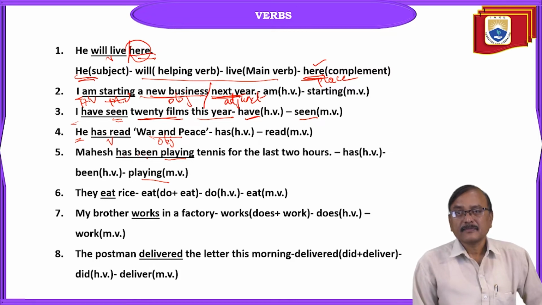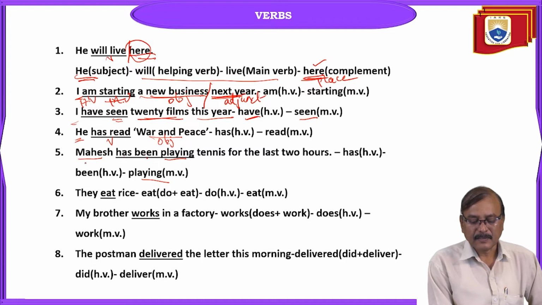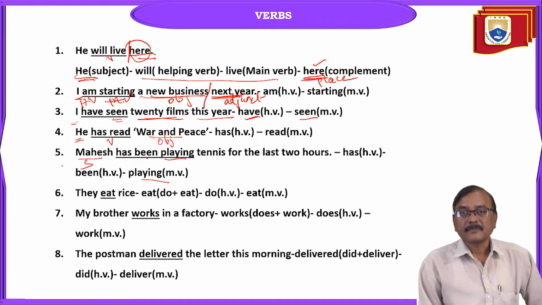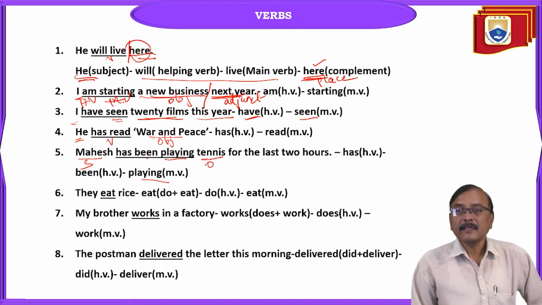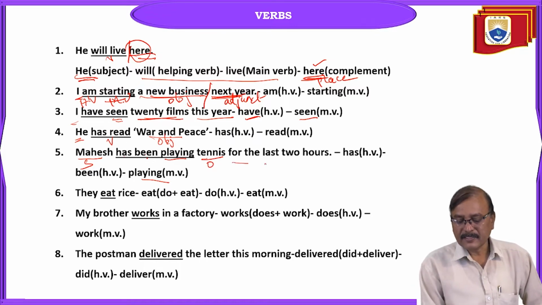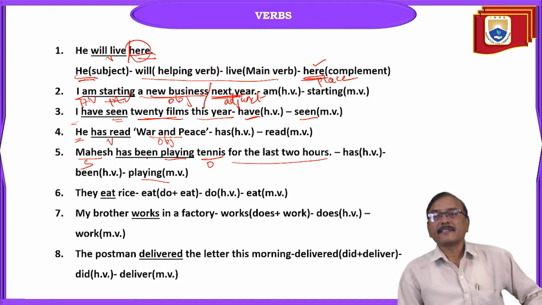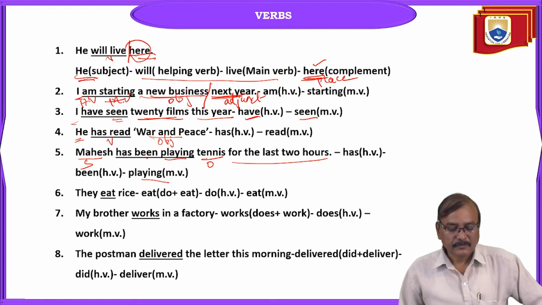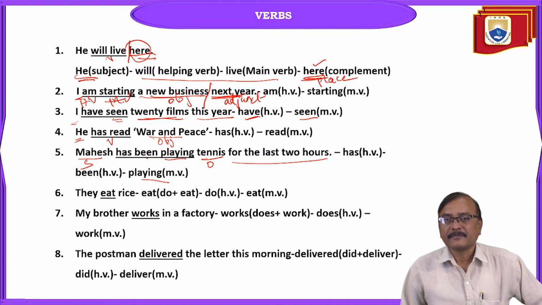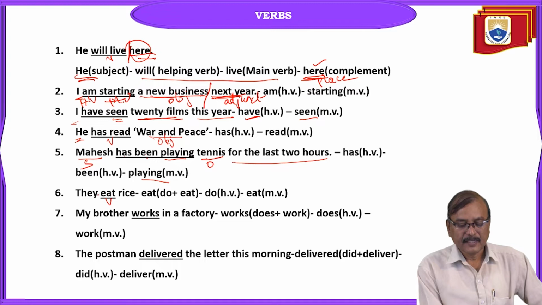And who has been playing? Mahesh has been playing. Mahesh is the subject. And what has been played here? Tennis only. This is the object. For the last 2 hours. This indicates time, which is an adjunct. Okay. They eat rice. Eat is the verb. They is the subject. Rice is the object.